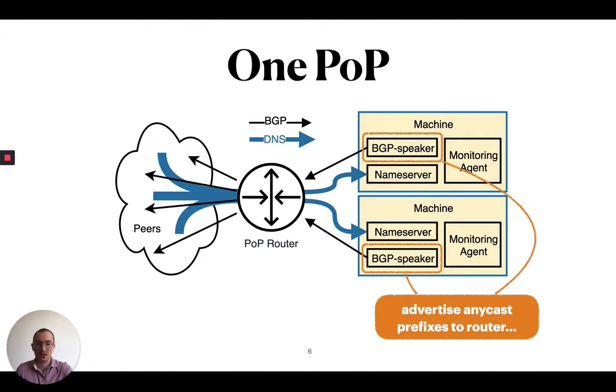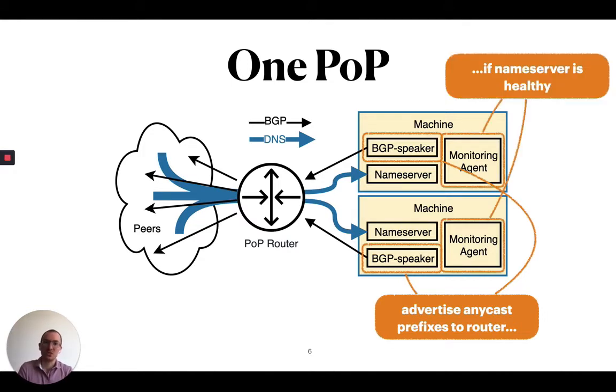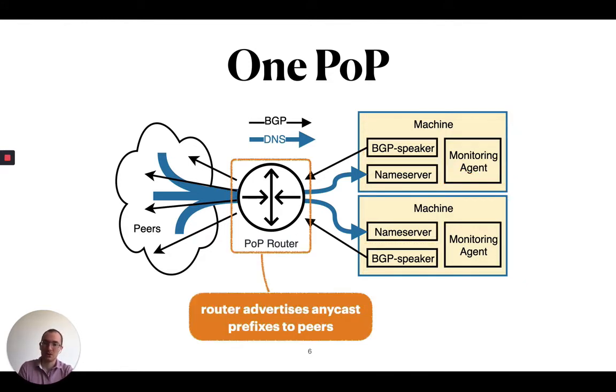And then a monitoring agent, which instructs the BGP speaker whether or not it should advertise based upon the health of the name server. So let's assume first that the name server is healthy. The BGP speaker is advertising, and it's advertising to the router. The router receives these advertisements from the different machines in the POP, and then advertises again the Anycast prefixes out to peers. And in the reverse direction, DNS traffic then flows into the POP, right? And the router spreads it roughly uniformly among the machines within the POP.